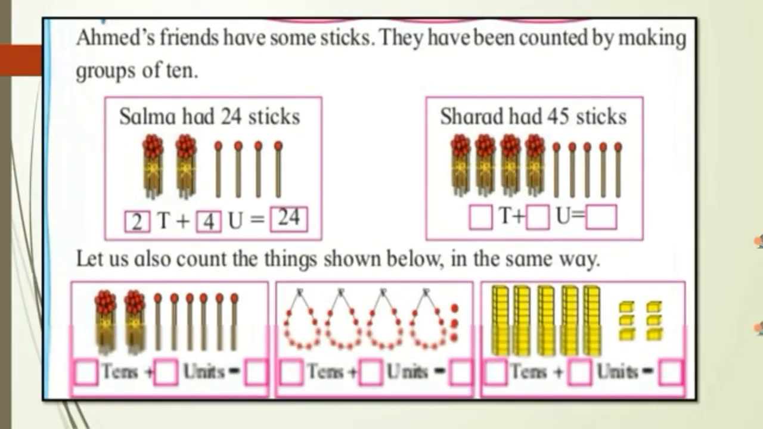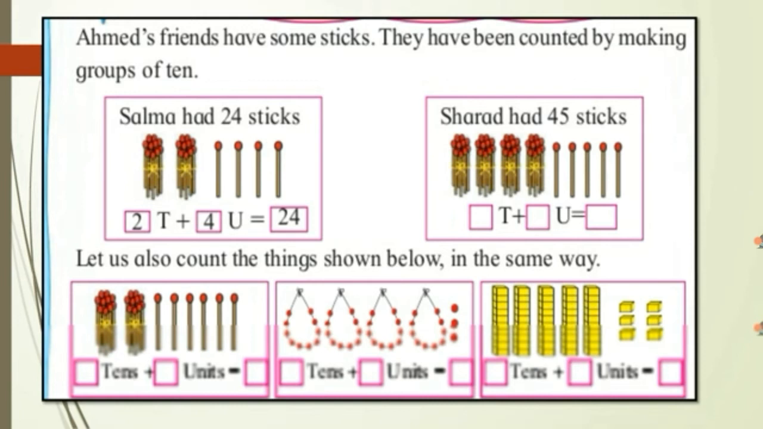See in this picture, Salma has 24 sticks. Okay, they make groups. Here there are 2 groups. Remember, in 1 group there are 10 sticks. So here there are 2 groups, so 2 tens. 2 tens means 20. Okay, and see, 4 sticks are here. 1, 2, 3 and 4. Okay, then you get 4 here, which means you get the number 24 in total.